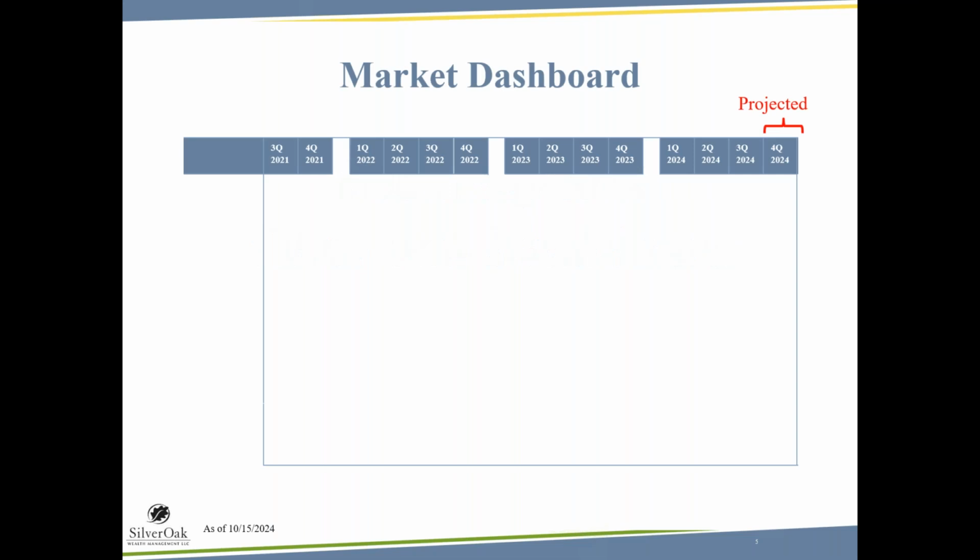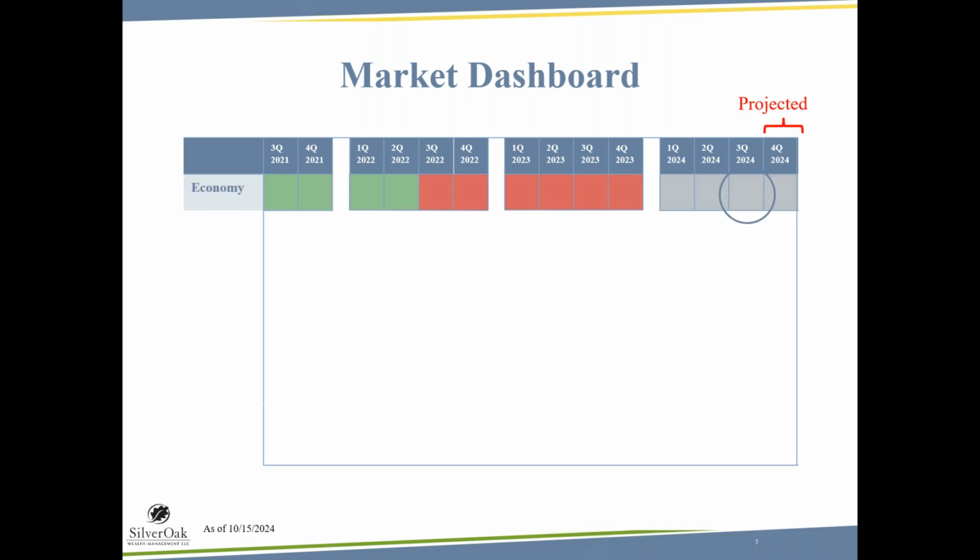And for those that are new to our webinars, we break the dashboard out into 4 components. We'll start with the economy, and actually the economy has 11 different sub-factors that we measure, but the economy is shown here first. Each of the columns is a different quarter going back to the third quarter of 2021. If the shaded area is green, that means it's positive. Gray is neutral and red is negative. So we can see we've pretty much been in that neutral category with the economy for the last couple of quarters, and we're projecting that to continue.